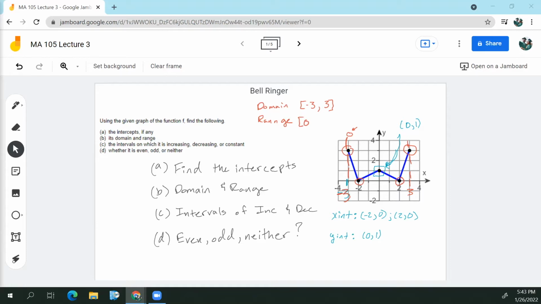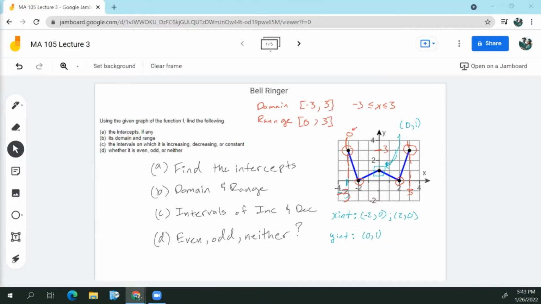Now, what's the highest y value I could be at? 3, right? It's right here. So 3 is included. Now, there's a second way I could denote this. I can say my domain exists when x is between -3 and 3.